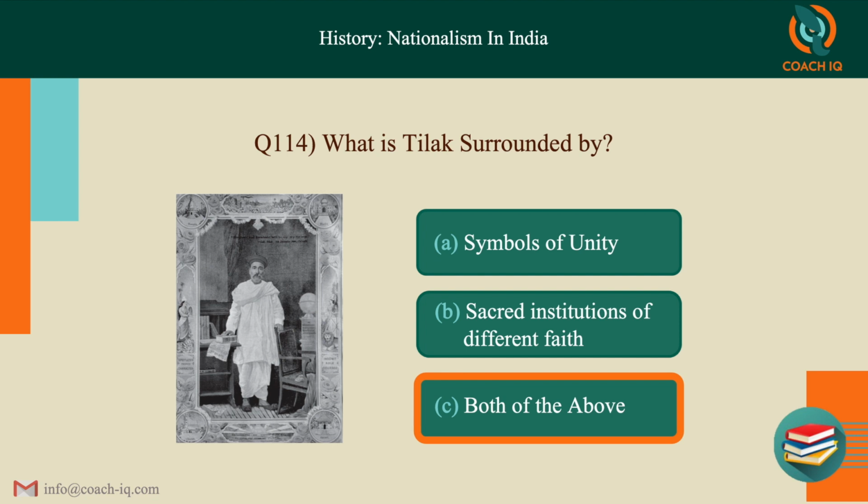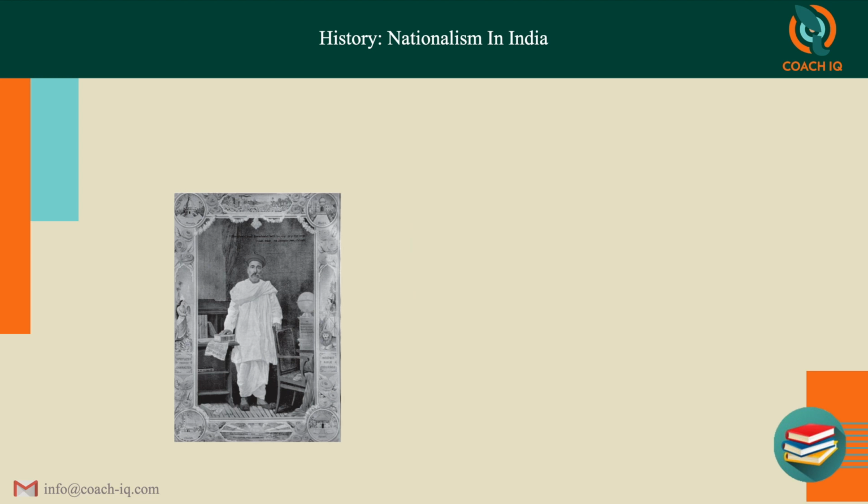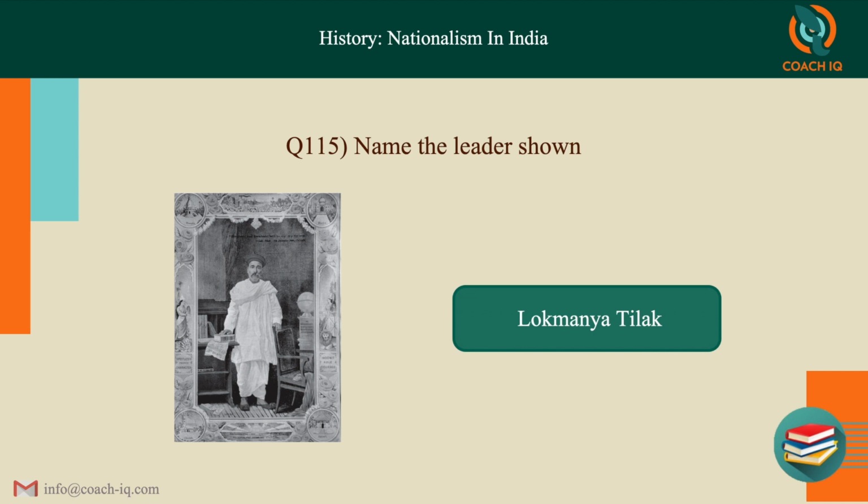Then you also see 2 ladies, 1 lady and maybe a man. Then you see a lion. So all symbols of unity, and also you have pictures of sacred institutions. So it is both of the above. The other question could be, identify the leader, name the leader shown. The answer is Lokmanya Tilak.